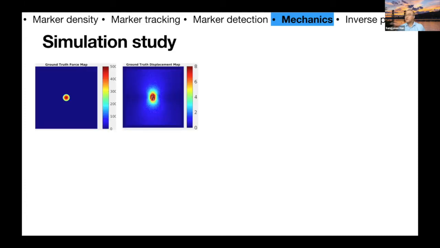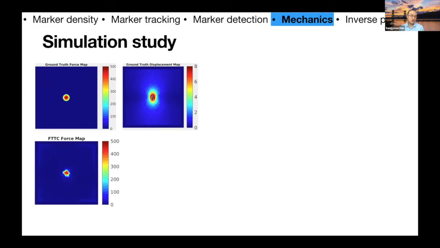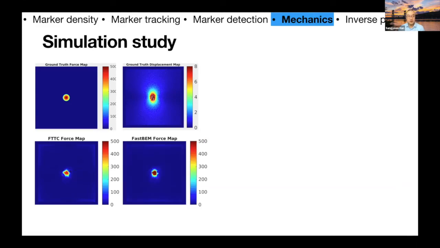From here, we use this displacement map directly to apply different force reconstruction techniques. One of them is called FTTC, Fourier transform traction cytometry, and it showed amazingly good localization there, with a little bit of a bump, but it was good. Also, if you use the FastBEM, it showed pretty good localization, but there are some side effects, some dots nearby.